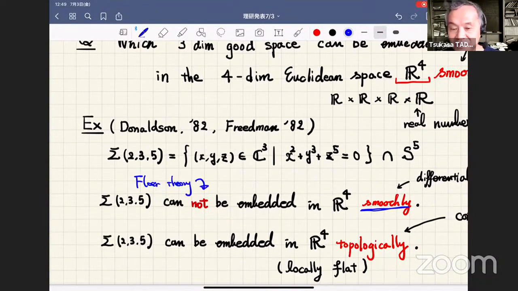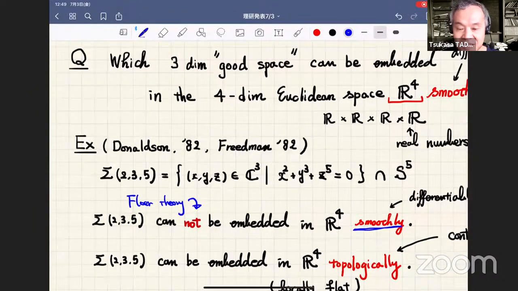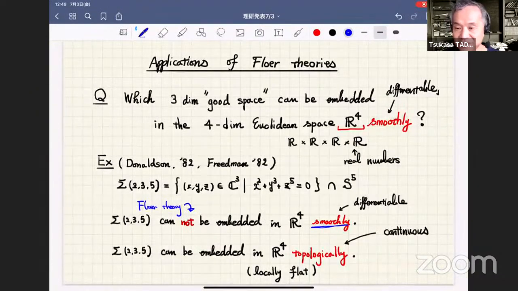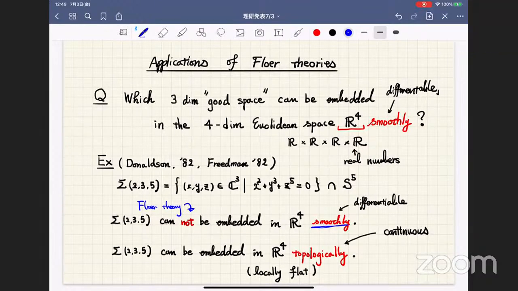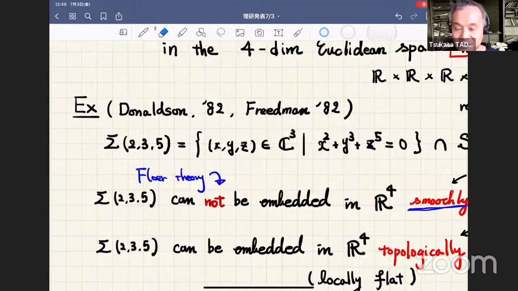So let me follow up on the question. Floer theory states that they cannot embed, but it's not done. It gives you the restrictions. Yeah, that's right. Even without actually, it doesn't say that if you can embed certain topology smoothly, so it takes another theory or another actual construction.